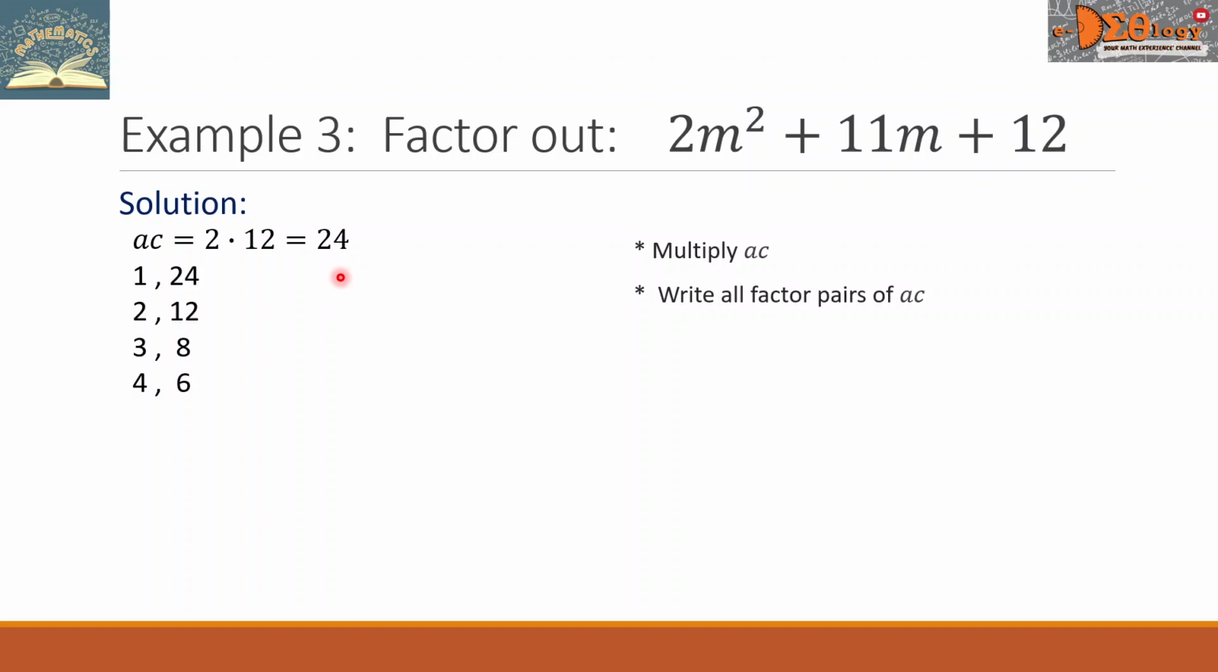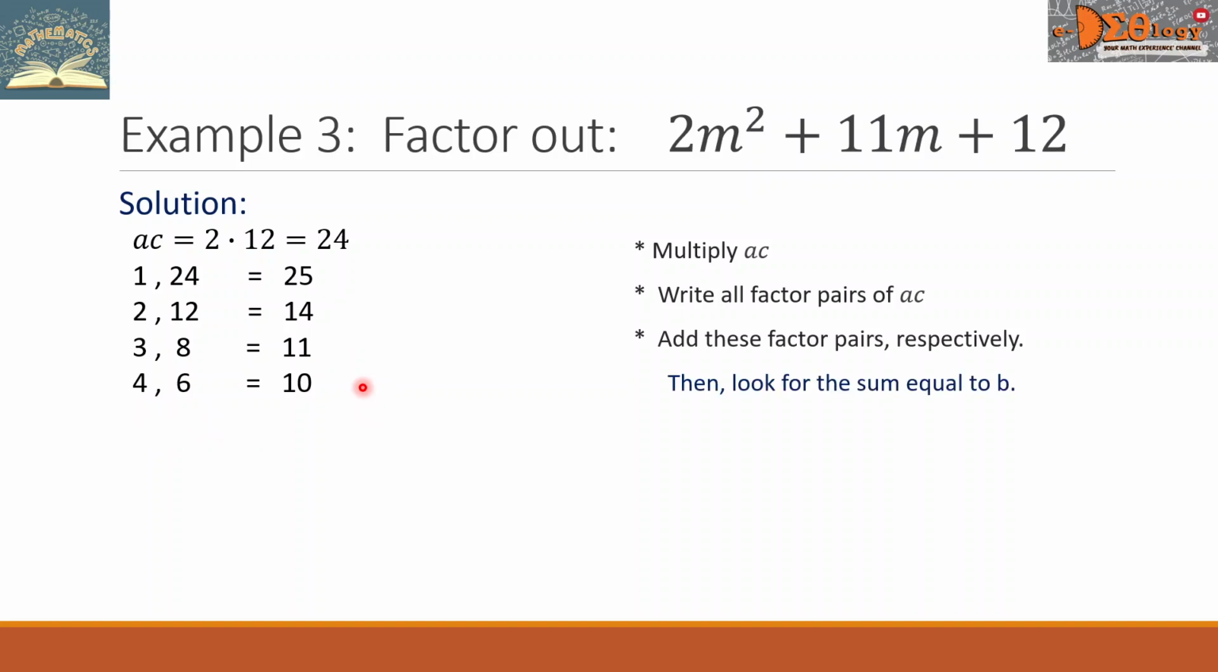So the factor pairs are 1 and 24, 2 by 12, 3 by 8, 4 by 6. Then we add these factor pairs respectively. So we have 25, 2 and 12 is 14, 3 by 8 is 11, 4 by 6 is 10. Next, then we look for the sum equal to B. B here means the coefficient of the middle term, which is positive 11, and it is here.